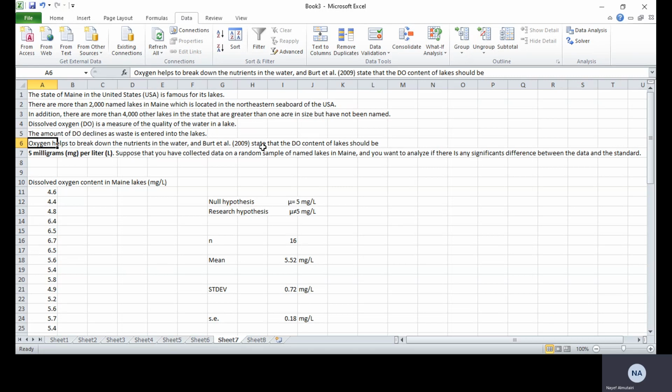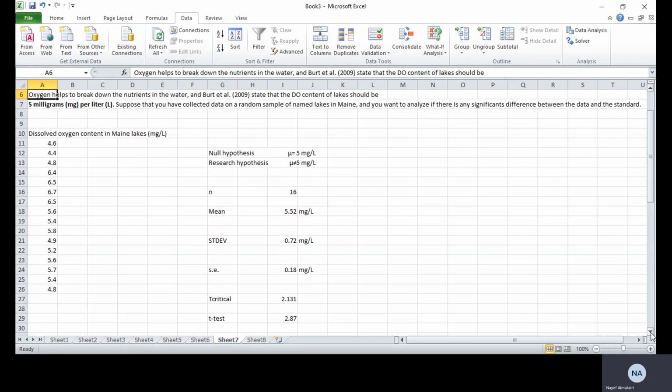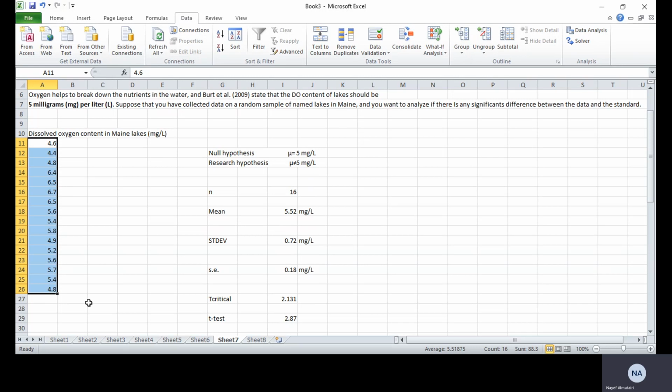Bert et al. 2009 state that the DO content of the lake should be 5 milligram per liter, and that is the standard that we're going to follow for the open lakes. Suppose that you have collected data on a random sample of named lakes in Maine. So they collected data on the sample named lakes in Maine, and this is the data. They went to almost 16 data locations, collected water, and measured the DO in the samples. And these are the DO values: 4.6, 4.4, 4.8, all the way to 4.8.